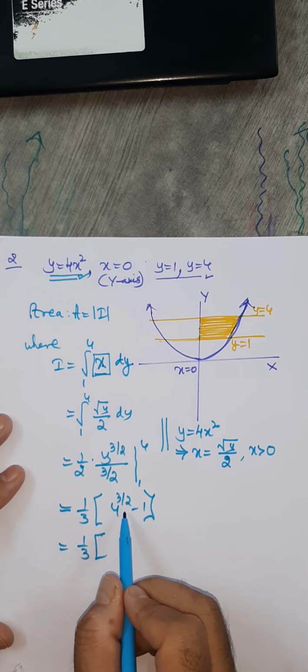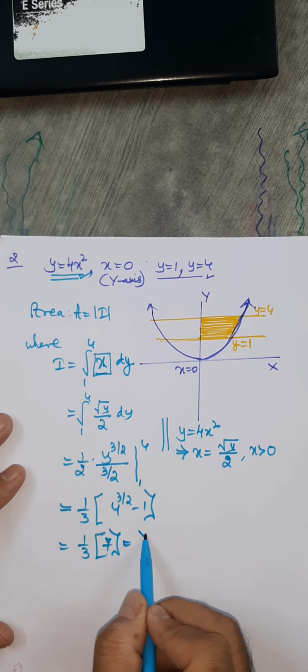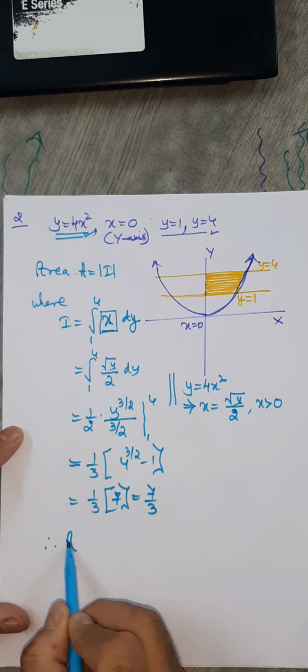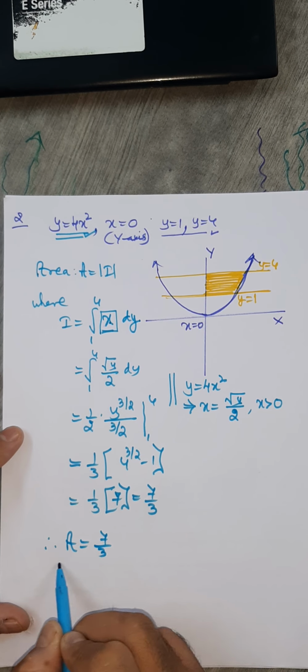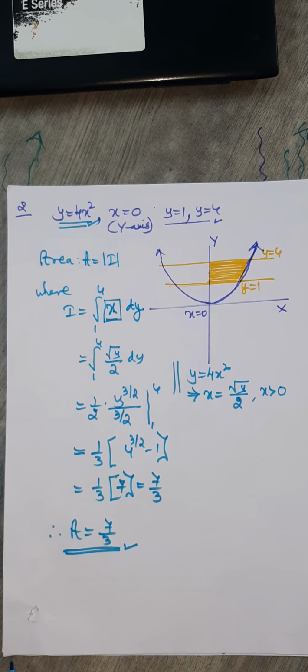Square root of 4, 2. And then cube. So 8 minus 1, 7. So 7 by 3. So here area equals 7 by 3 units. If you want, you can write.